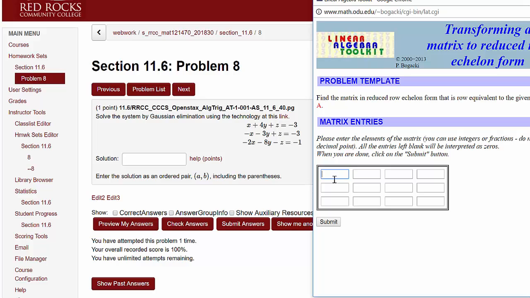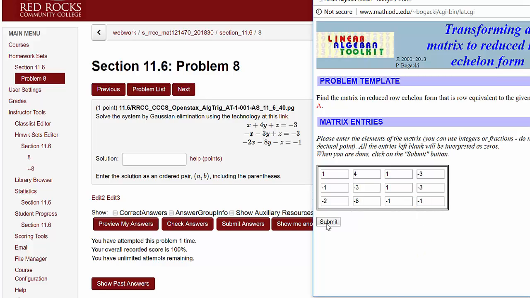The first column are the coefficients on x, second column is the coefficients on y's, third column is the coefficients on z's. We don't have that little vertical bar that we usually put in to remind ourselves where the equal sign is. That's fine, we know it's there. And then the constants are going to go on the right. So the first row is 1x plus 4y plus 1z is equal to negative 3. Second row is negative 1x minus 3y plus 1z is equal to negative 3. And the third row is negative 2x minus 8y minus 1z is equal to negative 1.